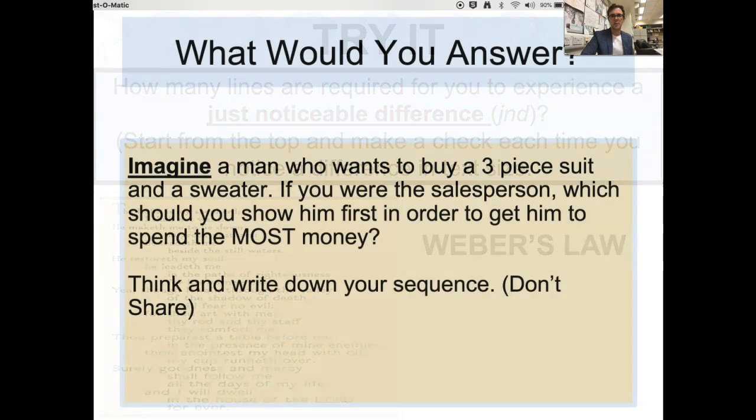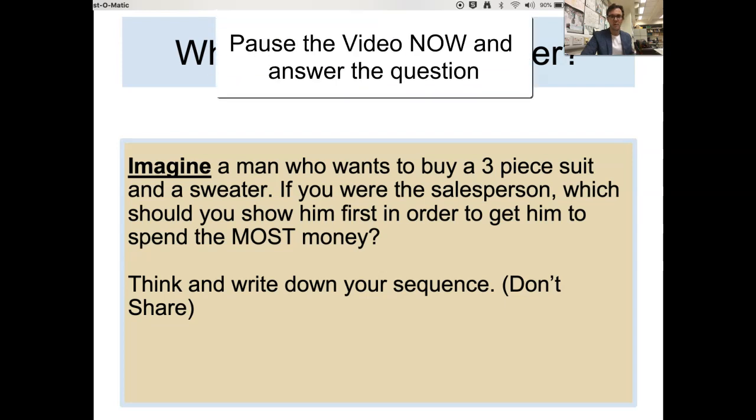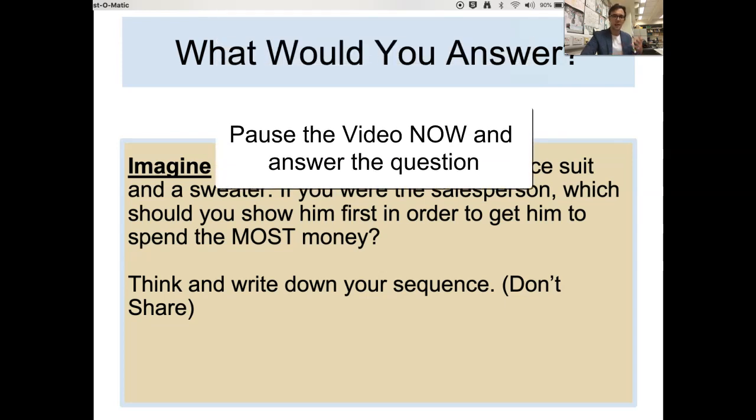Now, what would you answer in this question? Here's an example. Imagine a man who wants to buy a 3-piece suit and a sweater walks into a store. If you were the salesperson, which would you show him first in order to get him to spend the most money? Would you have him buy the suit first or the sweater first? Using these principles that we've just been talking about regarding threshold, how would you do this if you were a salesman? Go ahead and answer this in the comment section.